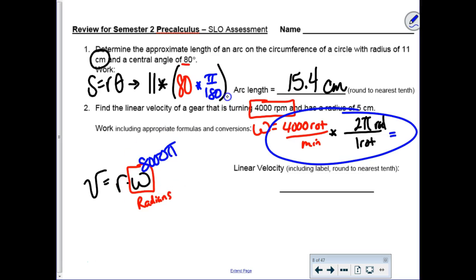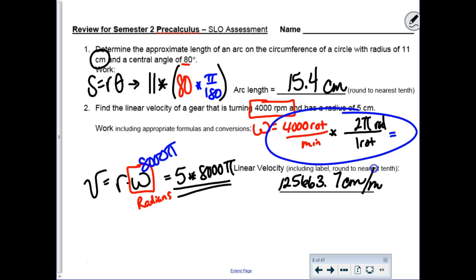And then multiply it by your r, which I lost. It's 5 centimeters. So on your calculator, you've got 5 centimeters times 8,000 pi. Crank everything in the calculator, even the pi, because it does say round to the nearest tenth. And you get 125,663.7. And then label, this is the most important part, guys. You are measuring speed, so it's centimeters per, I think it's minutes, right? Yeah, per minute.